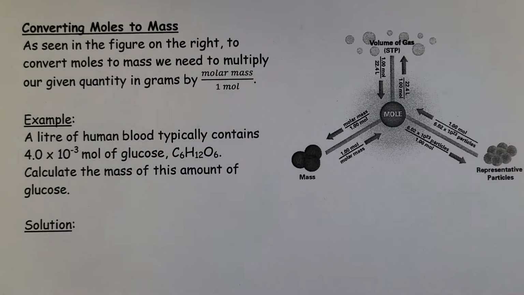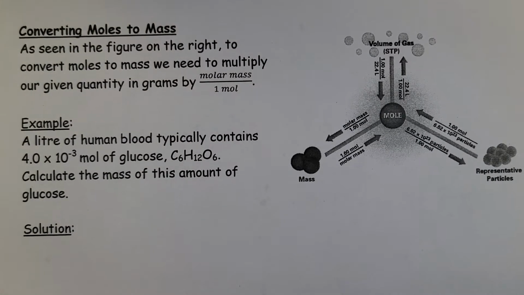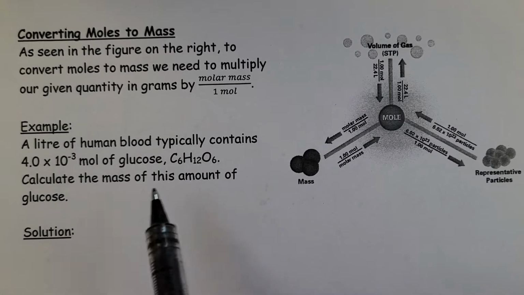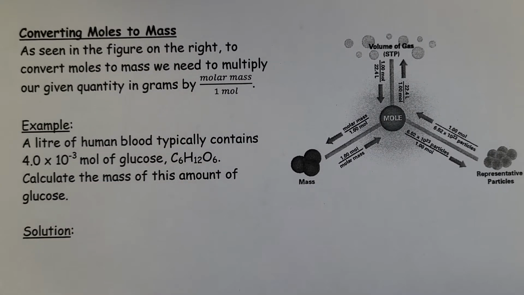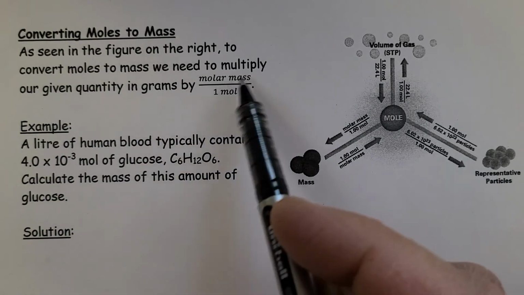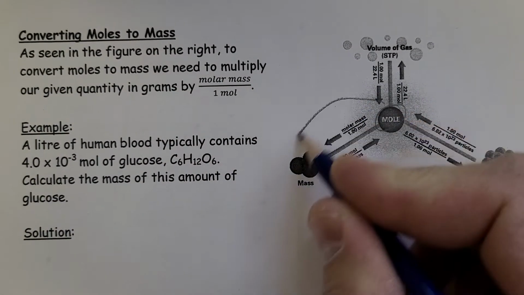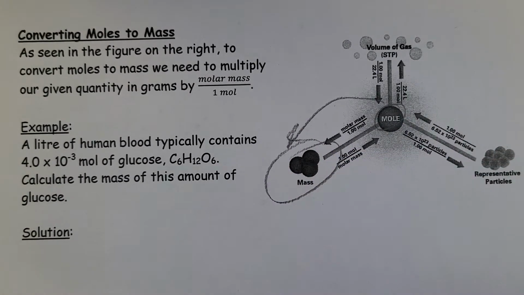This is the third video and the last one in the FC2.2, the mole section. So in the previous example, we went from mass to moles. Now we'll look at it vice versa, moles to mass. And of course, we'll be using this schematic now. So we're going to be starting off with moles and moving to mass.